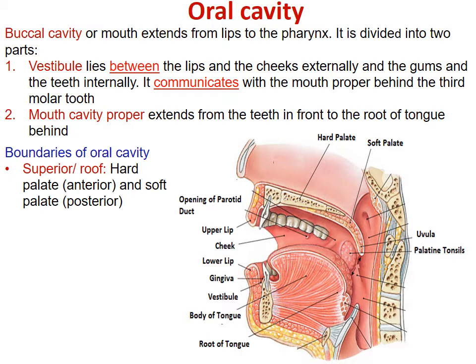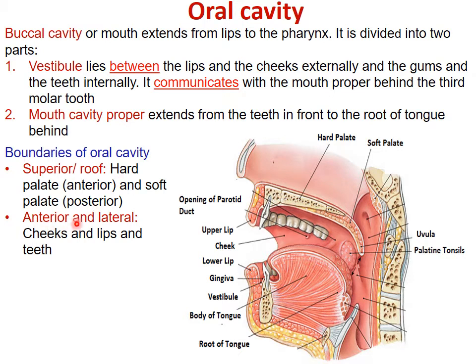Then we have the boundaries of the oral cavity: superior, the roof, is the hard palate anteriorly and the soft palate. The hard palate is shown in a cut section. This is the roof of the oral cavity, and it is also the floor of the nasal cavity, because what is above this palate is the nasal cavity. In the cut section, you can see that this is the bony part, the maxilla, and if you go backward, this is the muscular part. The muscular part is called the soft palate, and the bony part is called the hard palate. So this forms the roof.